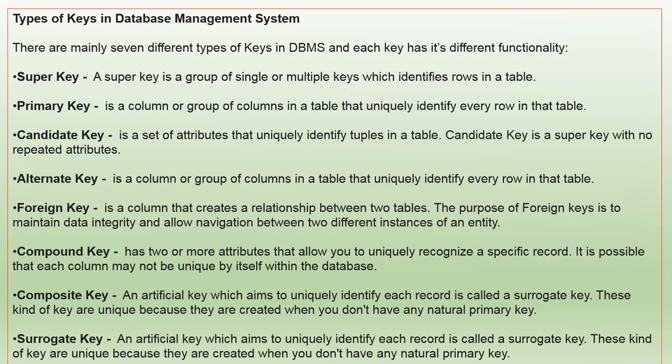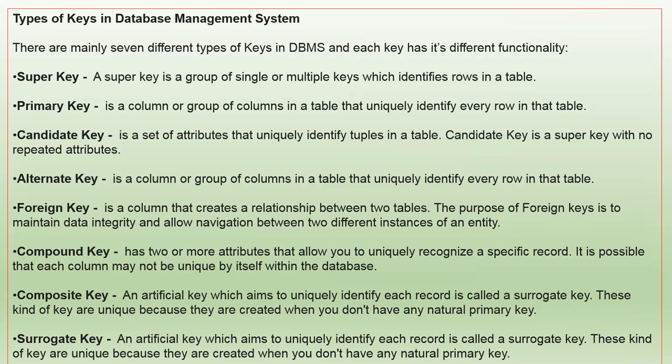Next topic is types of keys in DBMS. There are mainly 7 different types of keys in DBMS, and each key has its different functionality. First key is the super key. A super key is a group of single or multiple keys which identify rows in a table.